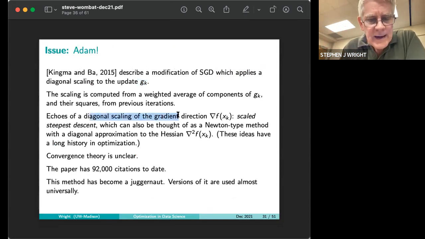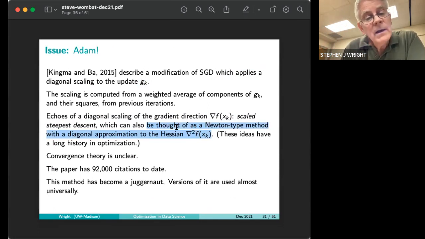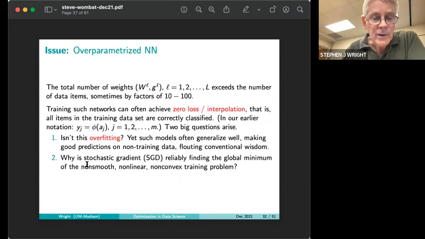Now, this idea of using diagonal scaling, of course, was well known to people in optimization. In fact, people have proposed using the diagonals of the Hessian to give you an approximate scaling and give you sort of a cheap and dirty approximation to the Newton step. That idea has been around for a long time, but Kingma and Ba sort of introduced it into the ML community, and it's become an absolute juggernaut. And there are many variations of it now, and there are even proofs of why it can work.